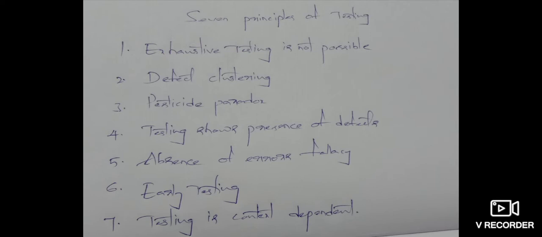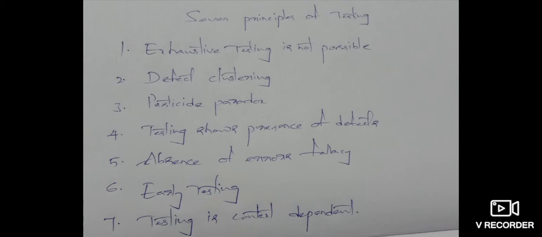Today we are going to learn 7 principles of software testing. We know what software testing is. It is the process of executing a software application with the intent of finding defects and to make sure whether the software meets customer requirements and expectations or not. That is software testing.